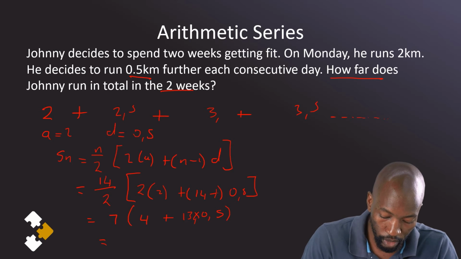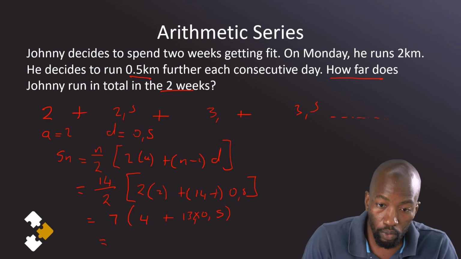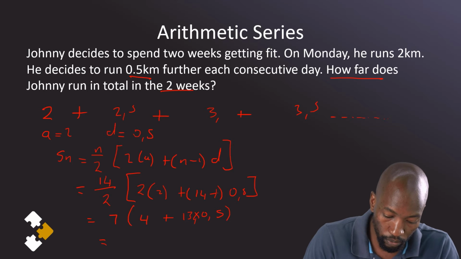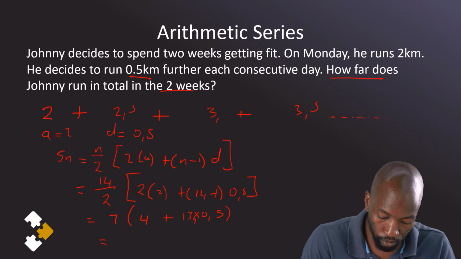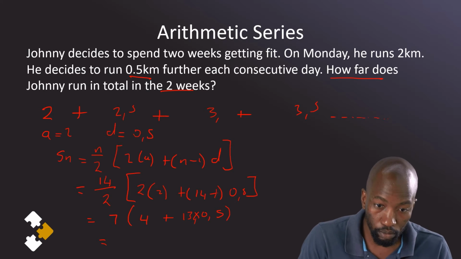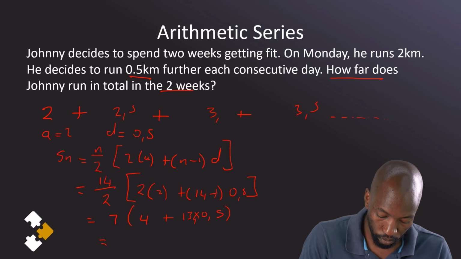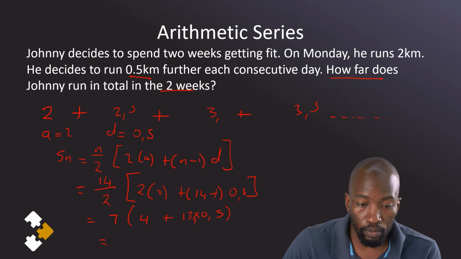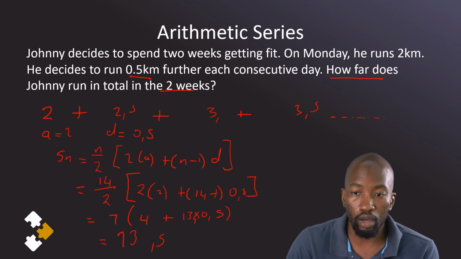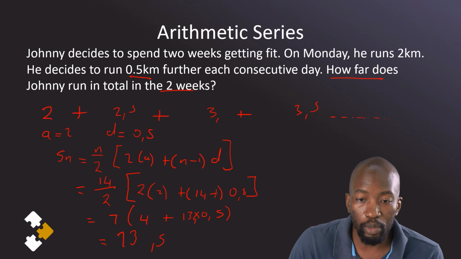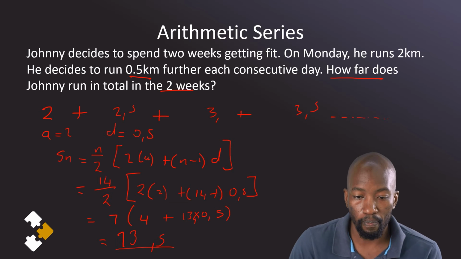So we have 7 times 4 plus 13 times 0.5. And that gives us 73.5. And it means that he runs a total of 73.5 kilometers in the 2 weeks.